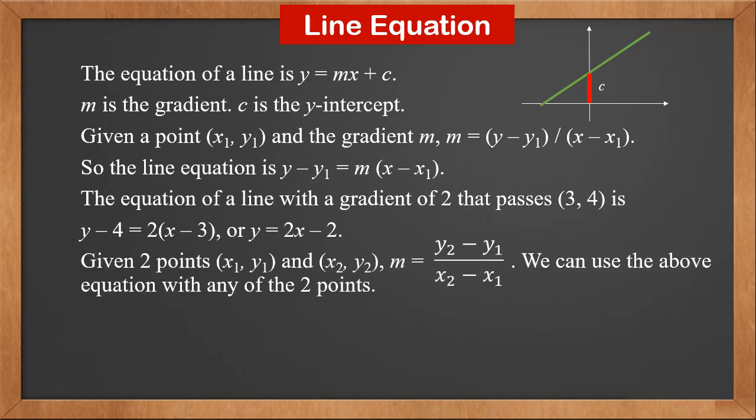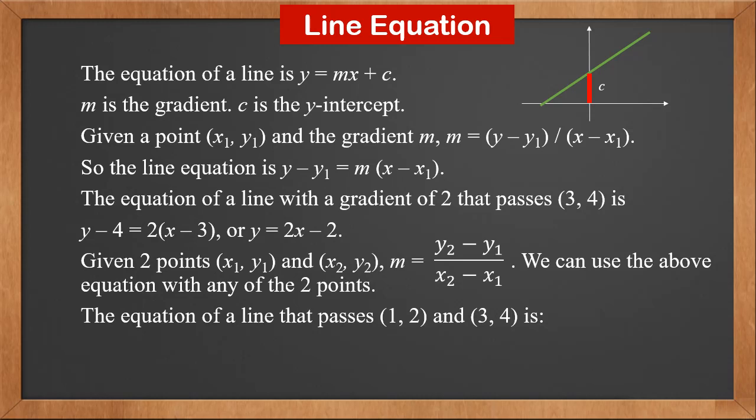If two points are given, we can calculate the gradient first. M is (y2 minus y1) over (x2 minus x1). And then we use the above equation with any of the two points. For example, if a line passes (1, 2) and (3, 4), m is (4 minus 2) over (3 minus 1), which is 1. Then we use m with the first point (1, 2). So the line equation is y minus 2 equals x minus 1. Rearrange terms, we get y equals x plus 1.